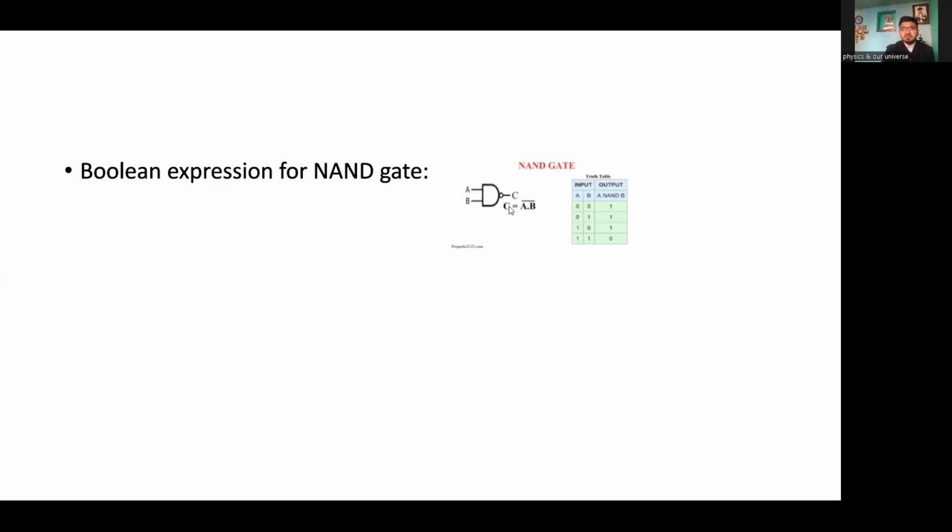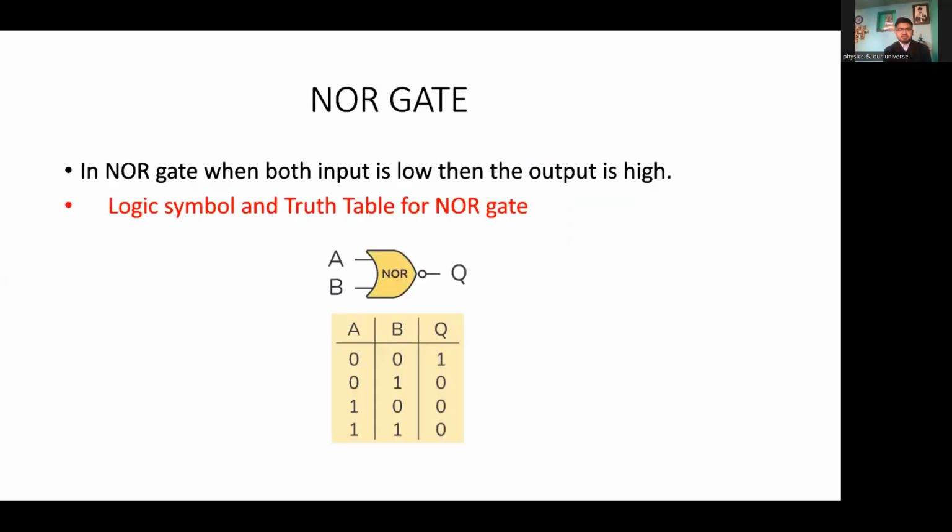Now we go to the next slide to talk about the next gate, that is the NOR gate. In the NOR gate, when both inputs are low, the output is high. In other cases, the output will be low. This is the logical symbol for the NOR gate.